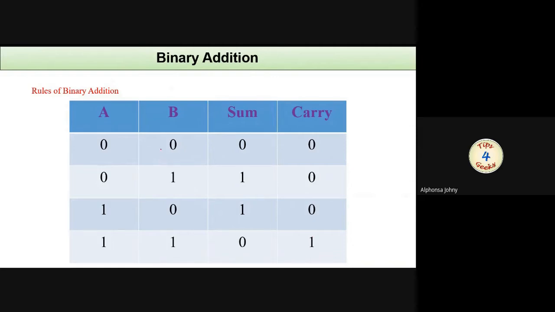So these are the rules. 0 plus 0 is equal to 0 and there is no carry. 0 plus 1 equals 1, there is no carry. 1 plus 0 is equal to 1 and no carry. 1 plus 1 equals sum 0 and there is a carry forwarded to the higher order bit. That is, 1 plus 1 is equal to 2, and 2 can be written as 10. So 1 plus 1 equals 0, and we take carry 1 to the higher order position. We can do some exercises regarding binary addition, then the rules will be more clear to you.